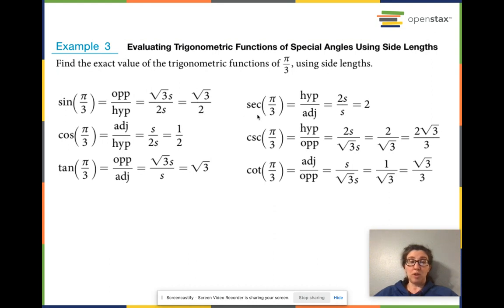Remember, secant is just 1 over cosine, so 2. Cosecant is just 1 over sine. So we rationalize the denominator. We get 2 times square root of 3 over 3. And cotangent is 1 over square root of 3. Rationalize the denominator to get square root of 3 over 3. Okay, so if you just know these two values, you can figure out all the rest of these. If it makes more sense for you to think about these ratios, you can do that. To me, I just like to remember these two values, and from that I can derive all the rest.